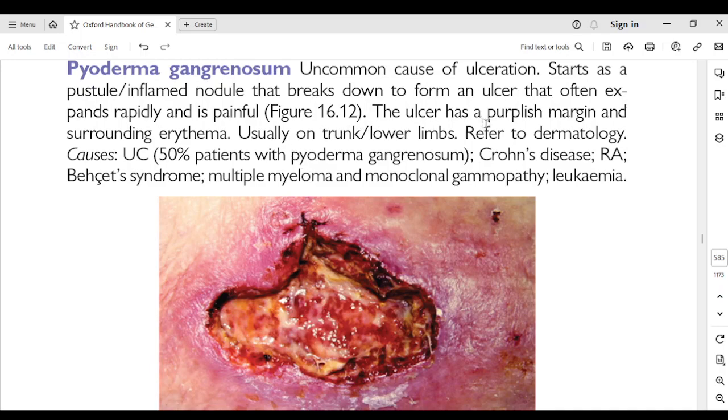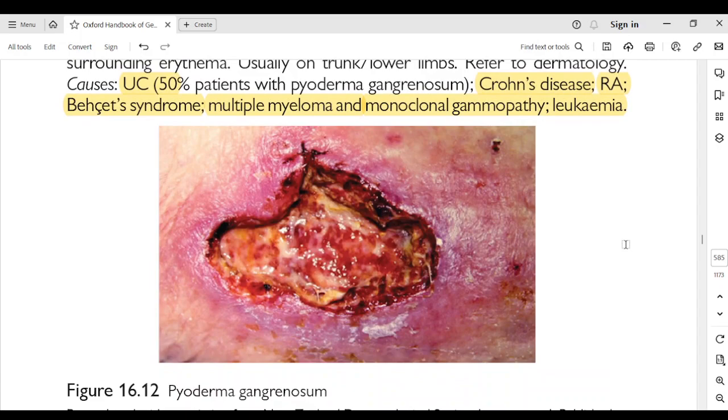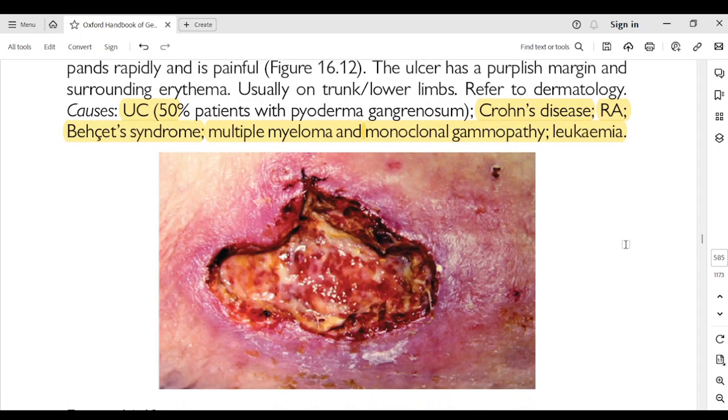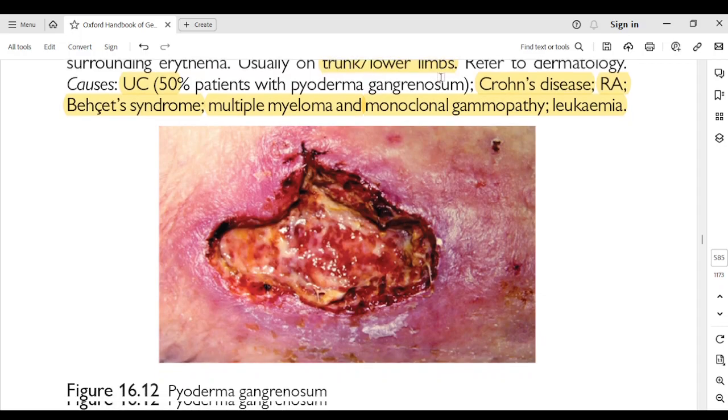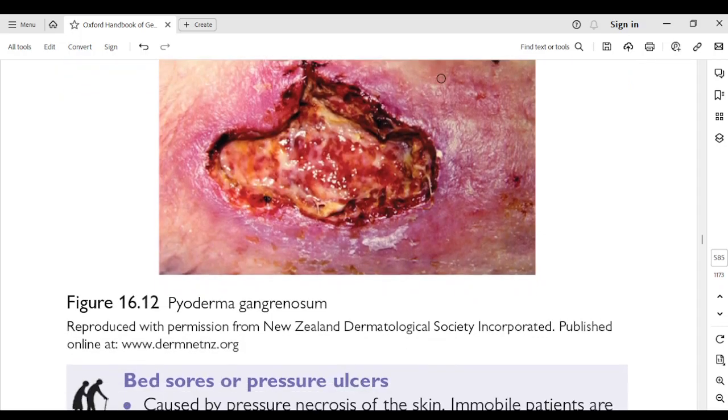It is usually on the trunk and lower limbs. Refer to dermatology. Causes are ulcerative colitis in 50% of the cases of pyoderma gangrenosum, Crohn's disease, rheumatoid arthritis, Behcet syndrome, multiple myeloma, monoclonal gammopathy, and leukemia. These are the causes. Usually found on the trunk and the lower limbs. Pyoderma gangrenosum.